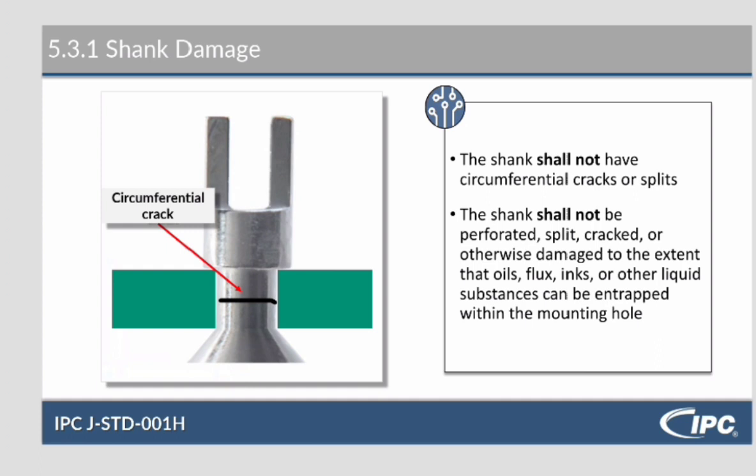If there is shank damage, so the part that goes inside the board, a circumferential crack is a crack that goes around the circle part of the shank. The shank shall not have those kinds of cracks, and it shall not be perforated, split, cracked, or otherwise damaged to the extent that any kind of fluids or any other kind of FOD can get in there.